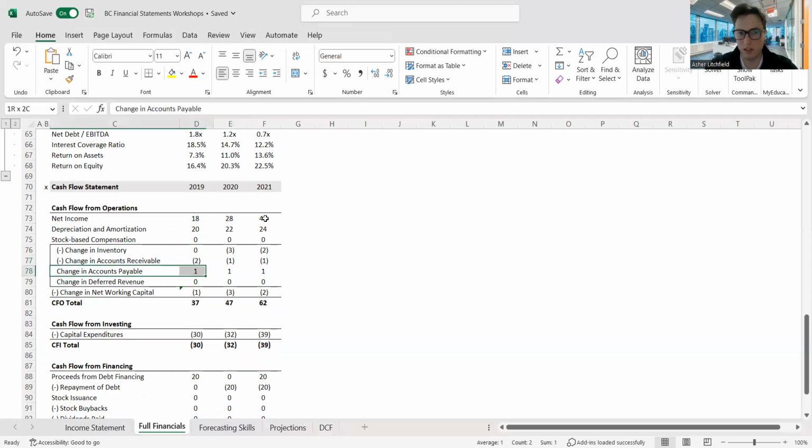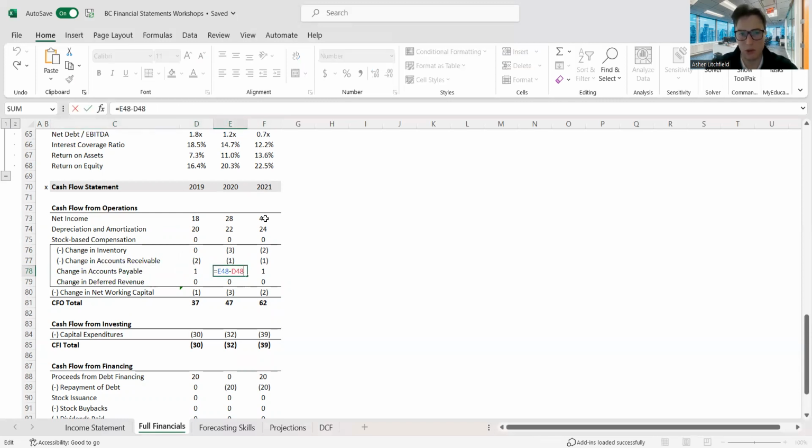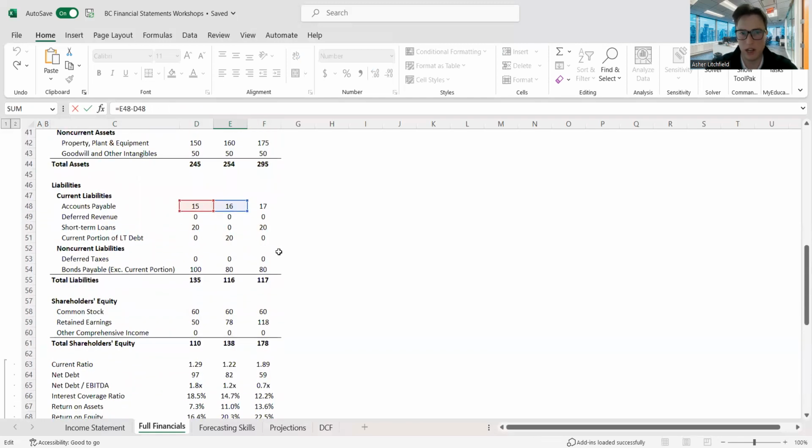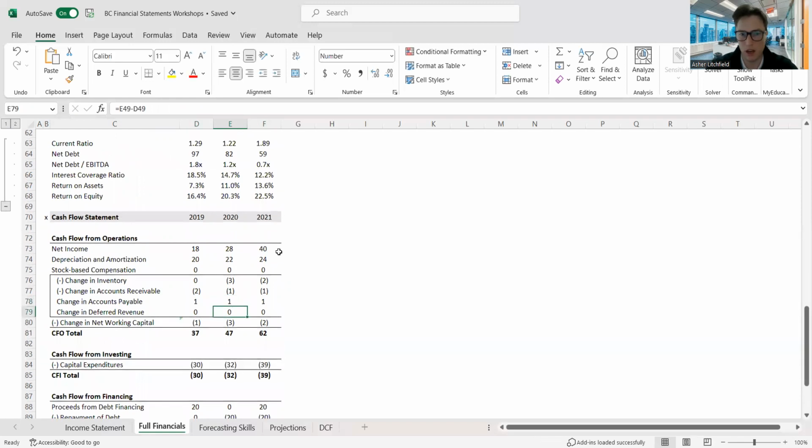And then we get into these current liabilities, and these are sources of cash. And so when these increase, we actually get cash when these increase. And so this formula, instead of multiplying by -1, it simply takes the difference between this year and this year. When accounts payable increases by 1, you get $1 of cash, and that's just how the net working capital calculation works.